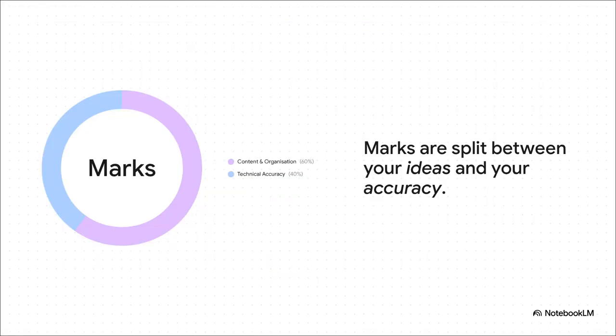So where do those 40 marks come from? Well, the split is really, really important to understand. A huge chunk, 24 marks, that's 60%, is for your content and organization. That's your cool ideas, your vocabulary, the structure of your piece. The other 16 marks, the other 40%, are for technical accuracy. We're talking spelling, punctuation, grammar, all that good stuff. Our strategy has to hit both of these hard.